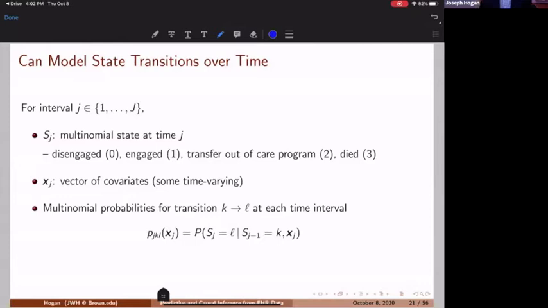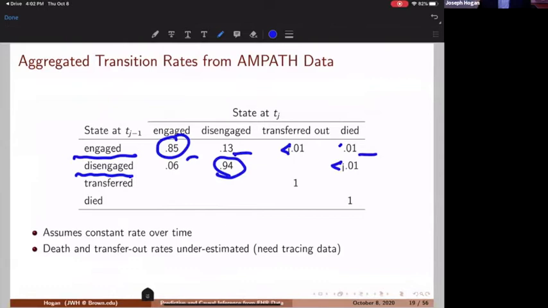I know there's a lot of subscripts in this particular expression down here, but we're just going to model the probability that you're in state l at time j, given that you were in state k at j minus one, conditional on covariates. So it's just a standard state transition model using multinomial distribution for longitudinal outcomes. That's essentially what we're doing: taking the table that I showed before and now this table here and fitting regression models for each of these transition probabilities.